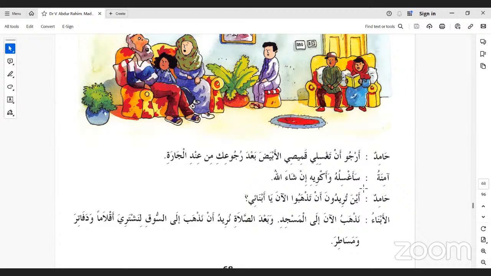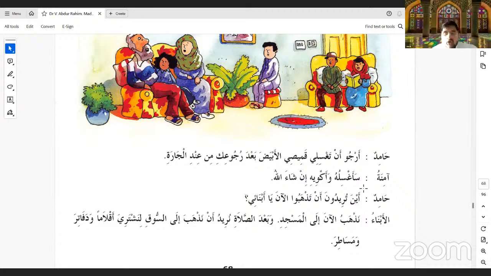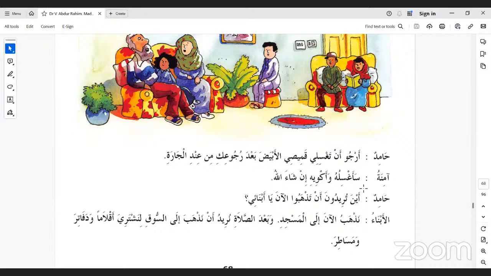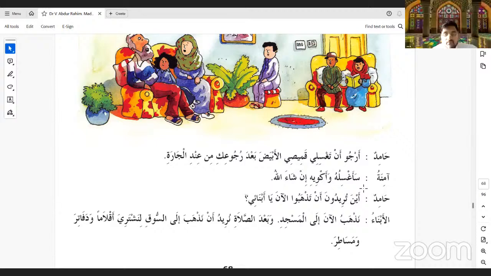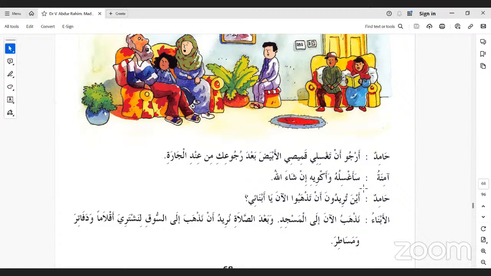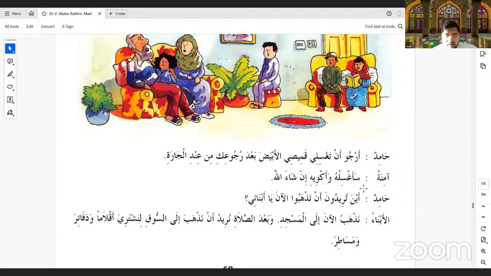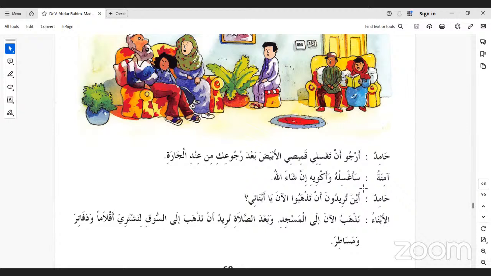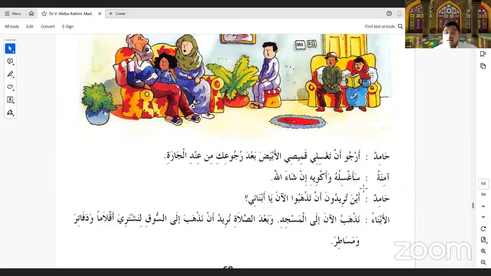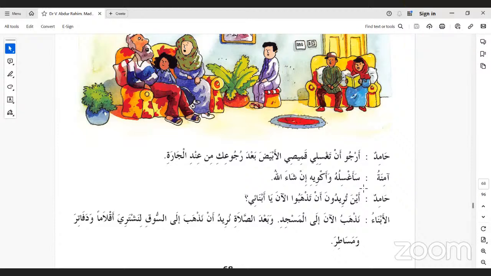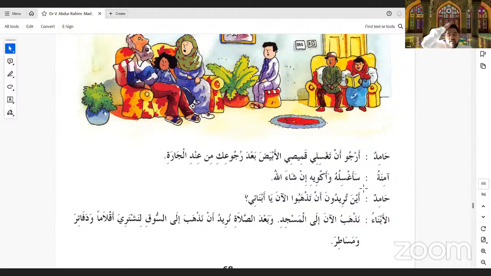أين تريدون. Sorry, تريدون is plural. أين تريدين is singular feminine. تريدين when you took it to one female. أين تريدن. Excellent. MashaAllah. أن تذهبن. MashaAllah. الآن يا بناتي. Say the whole sentence again.